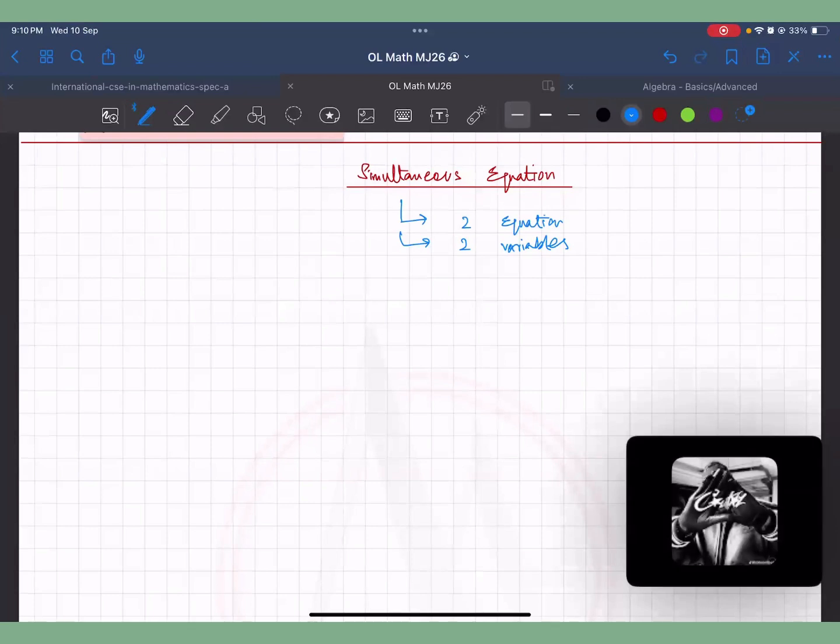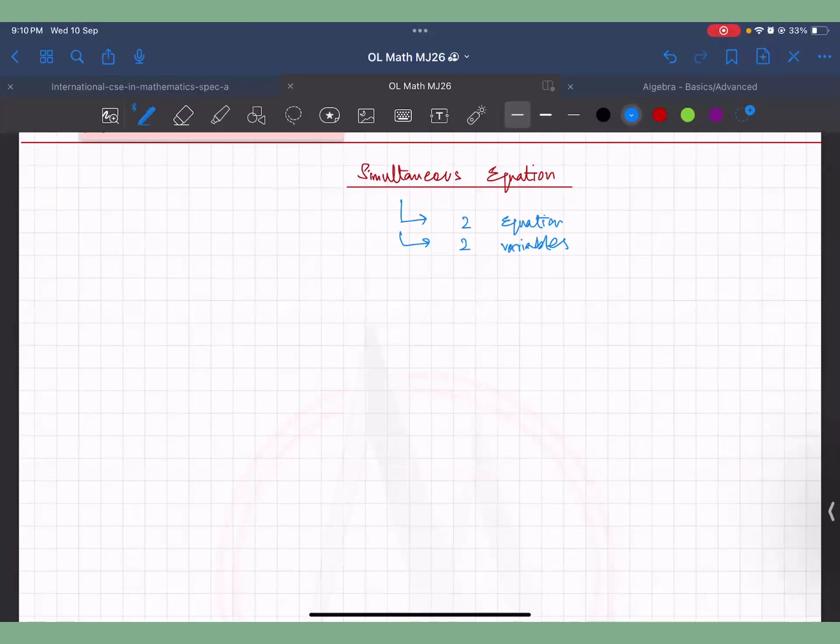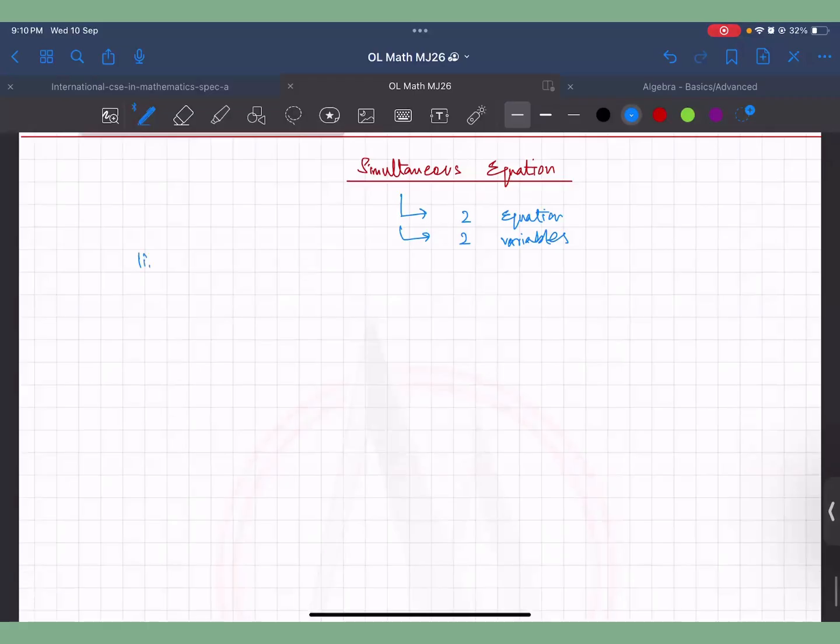So you will have two equations and two variables always. Now the two equations can be linear, they can be quadratic. Anyways, we will see what we can do. But you will have two variables and two equations. And then you will have a linear equation and a quadratic as well. The two types of equation.